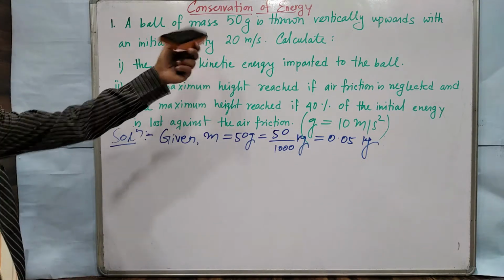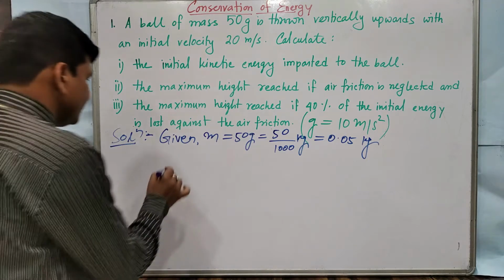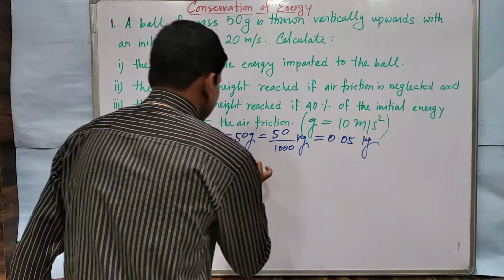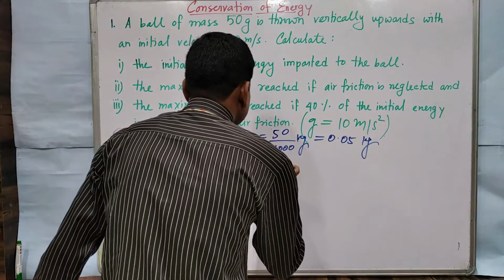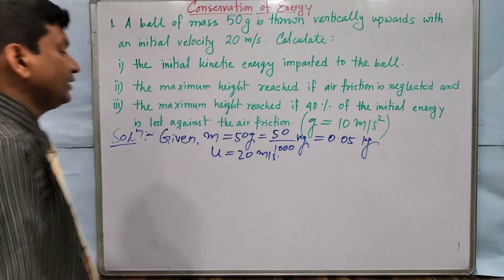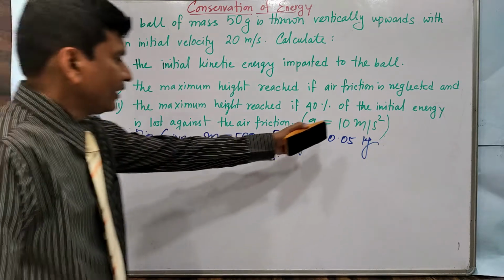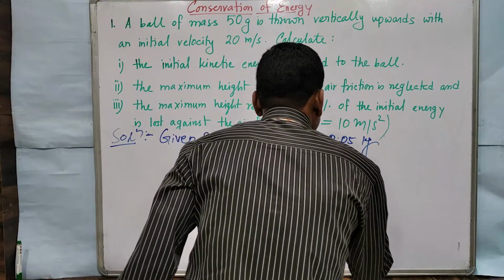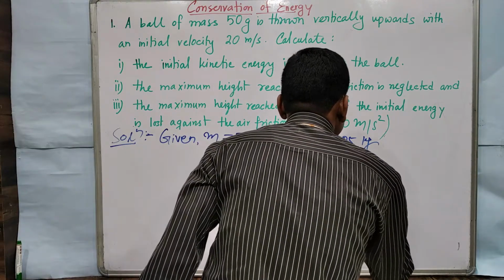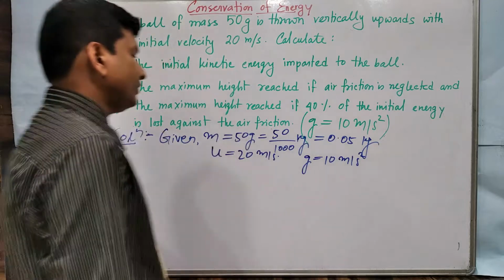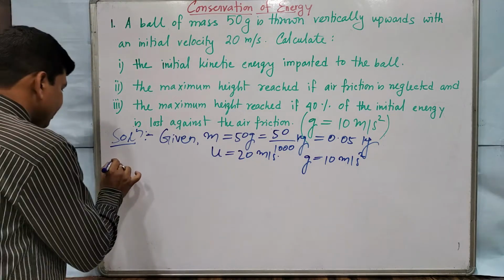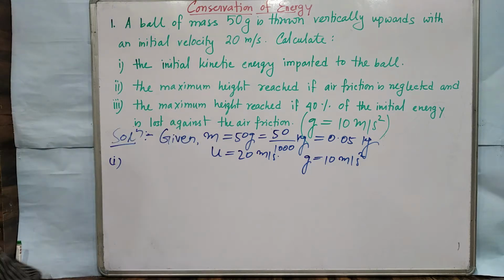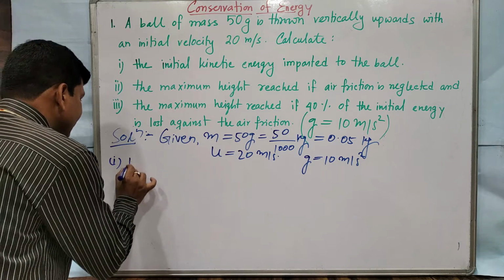Next, what is given? The initial velocity is given. So initial velocity u is equal to 20 meter per second. Now what else is given? Again the value of g is given. Write down now, g is equal to 10 meter per second square. That is the value of g. So number one question, what is asked? The initial kinetic energy imparted to the ball.